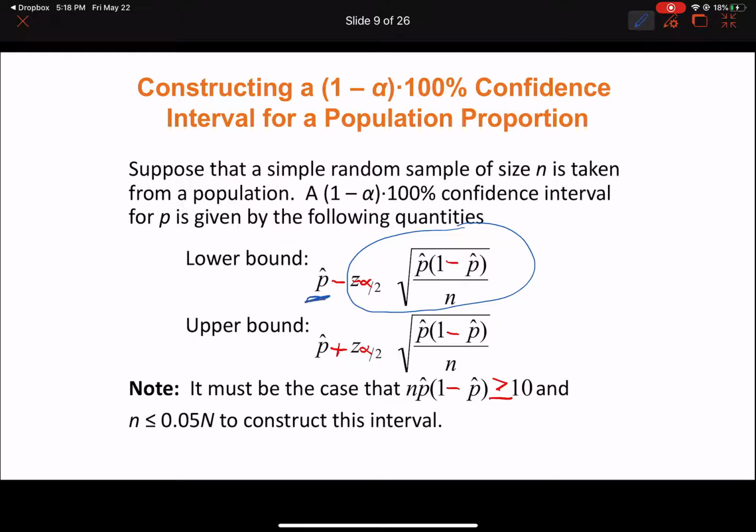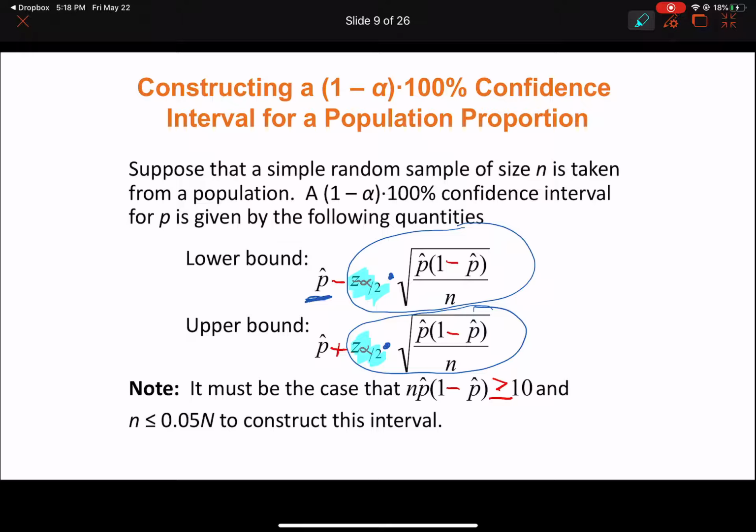Remember our p hat, we use that as our mean, and we would subtract that margin of error from our mean, and then we would add that margin of error to our mean. We do this in order to get our confidence interval. So this is the square root of p hat times 1 minus p hat divided by n, multiplied by z sub alpha divided by 2. This right here is what we call a critical value.